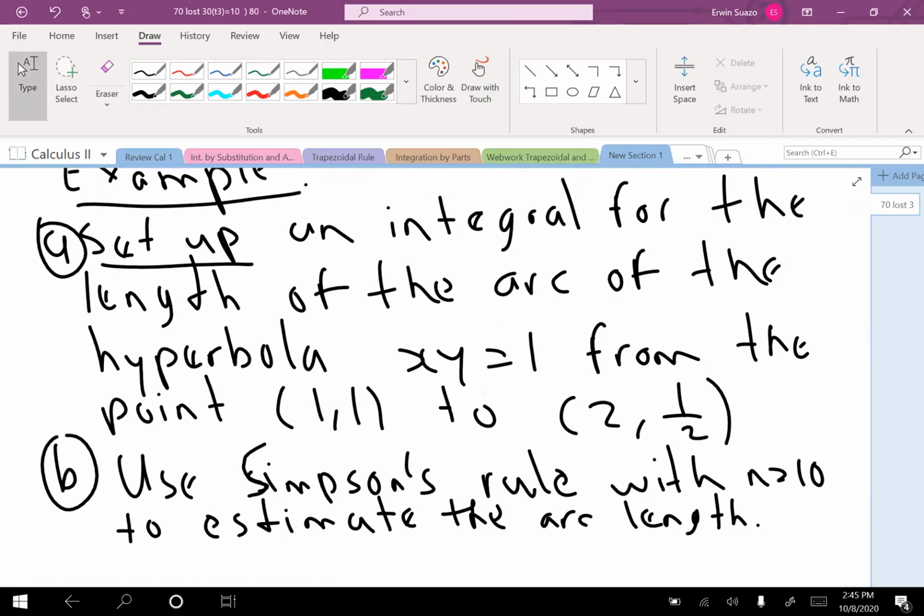Okay, so let me give you 5 minutes for A and 5 minutes for B to see how you guys do, okay? So set up the integral and then we will check it, and then we verify, and then we go to find the Simpson rule after that. But first let's do A. So let's do 5 minutes to find A.